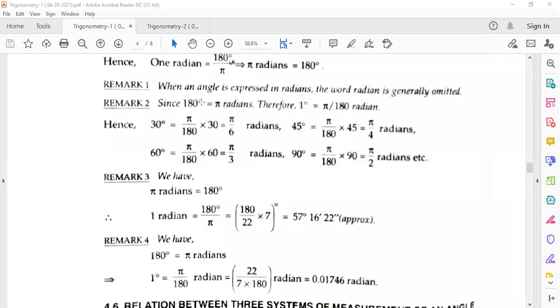Remarks 2. Since 180 degree is equal to pi radian, therefore 1 degree is equal to pi by 180 radian. So if we have to convert 30 degree into radian, then pi by 180 into 30, which will be pi by 6 radian. For 45 degree, it will be pi by 180 into 45, that is pi by 4 radians. Like that, 60 degree means pi by 180 into 60. So this is the conversion from degree to radian.